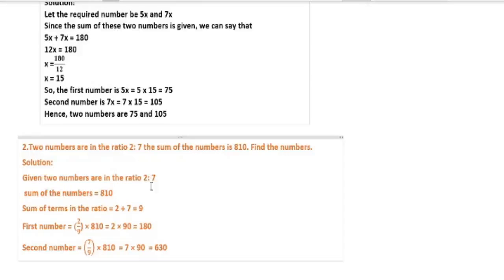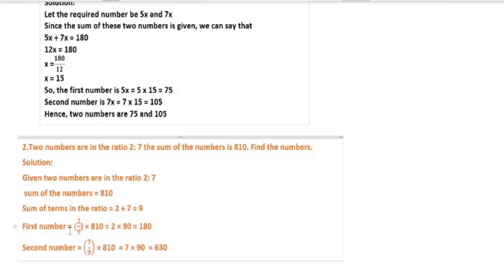So here we are using another method. We can use these two methods in solving this type of question. The second method: sum of the terms in the ratio, 2 plus 7 equal to 9. So in 2:7 there are two terms. The first term is 2, the second term is 7. The sum of the terms, that is 2 plus 7, equal to 9.